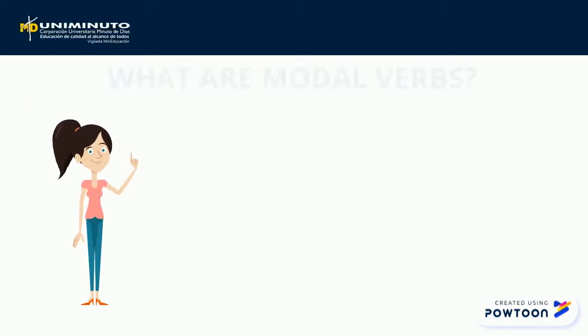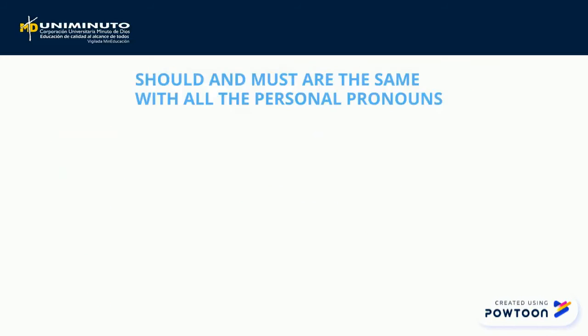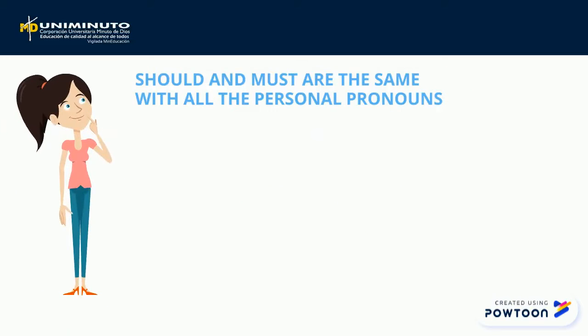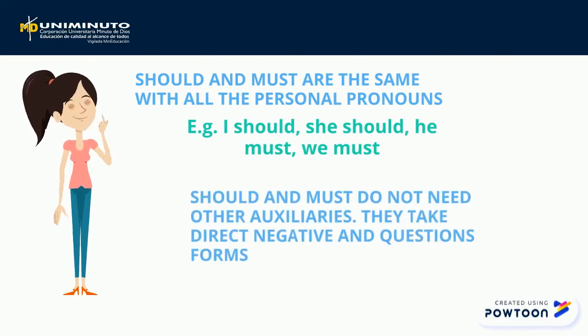For example, I should study, she should work, he must take a medicine. Should and must are the same with all the personal pronouns: I should, she should, he must. Should and must do not need other auxiliaries. They take direct, negative, and question forms.